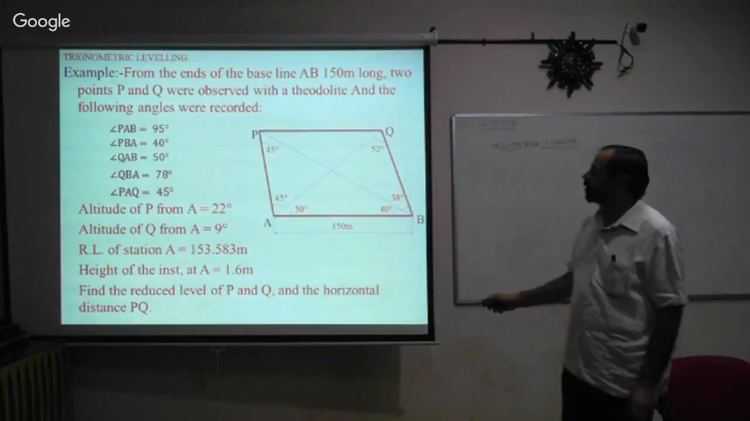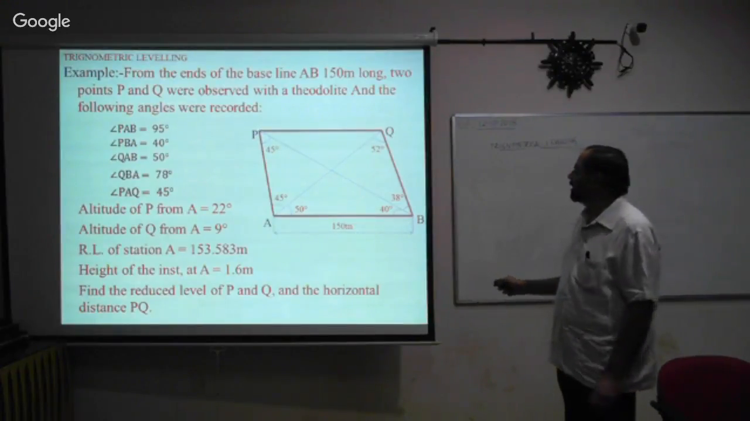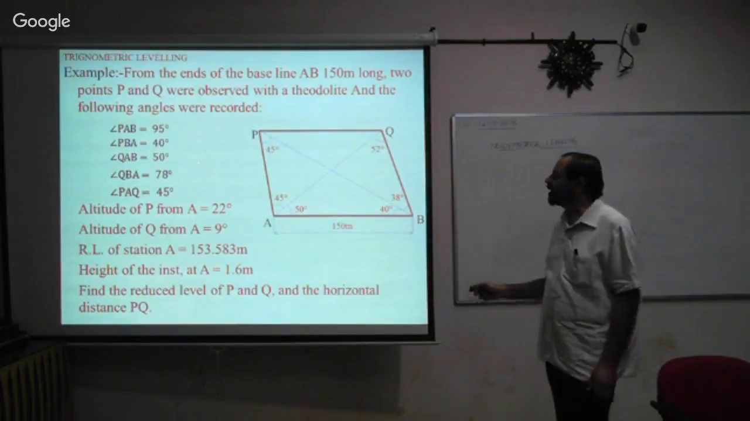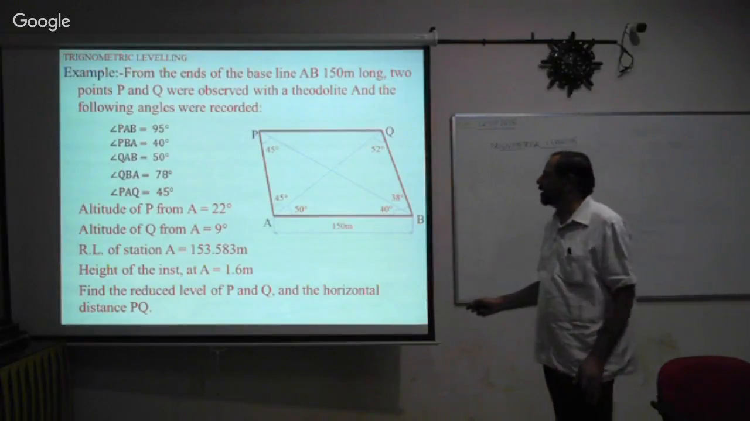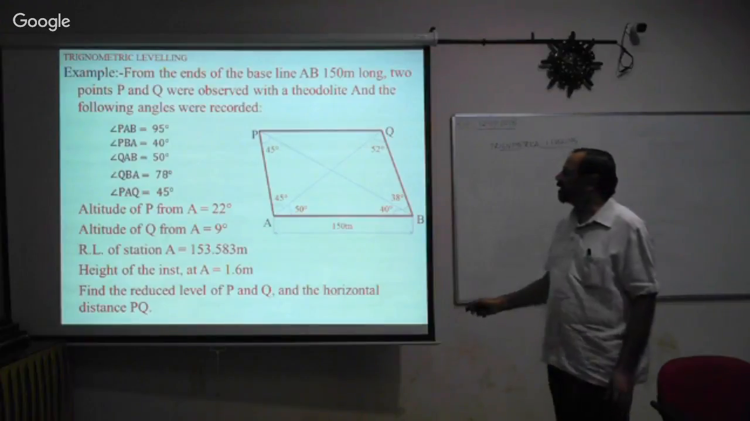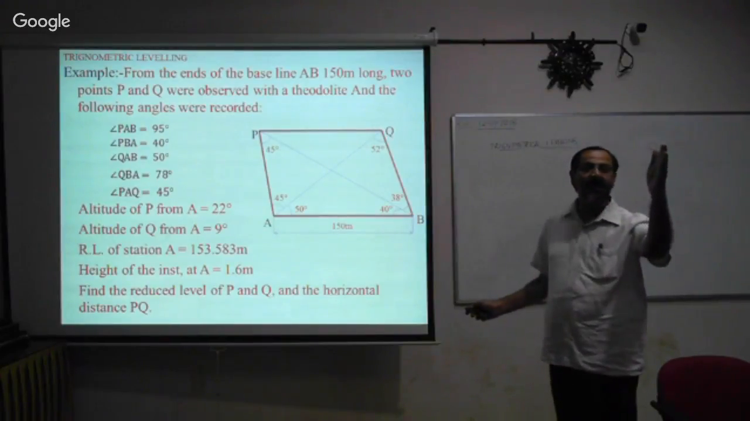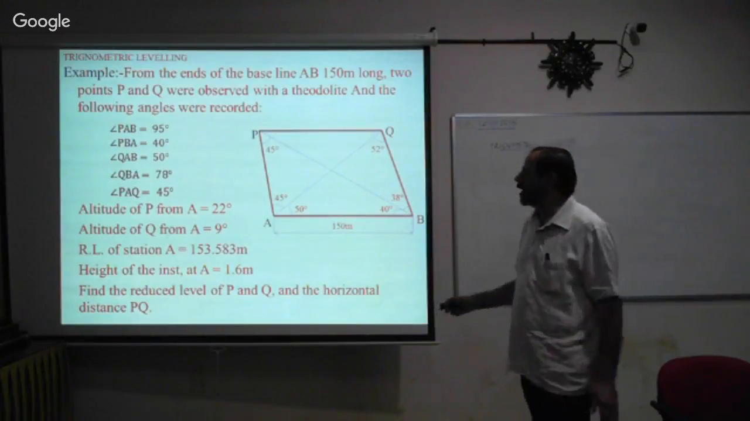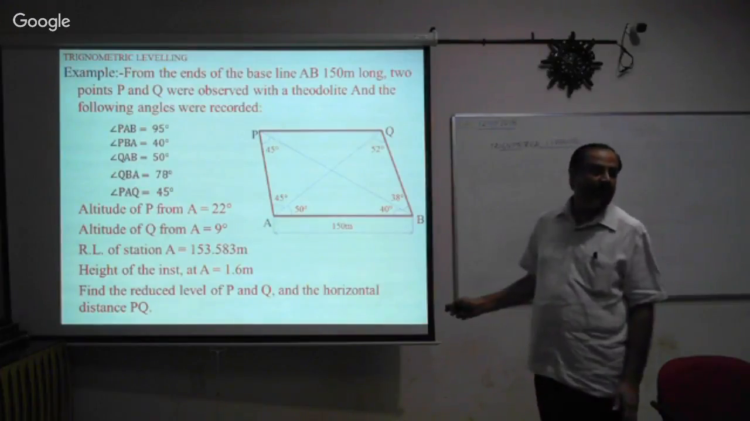And similarly, PAQ measured, it is 45 degree. They are given here. Also, now these are the horizontal angles measured from the station A and B. And the altitude of P, altitude means what? Altitude of P from A is equal to 22 degrees.